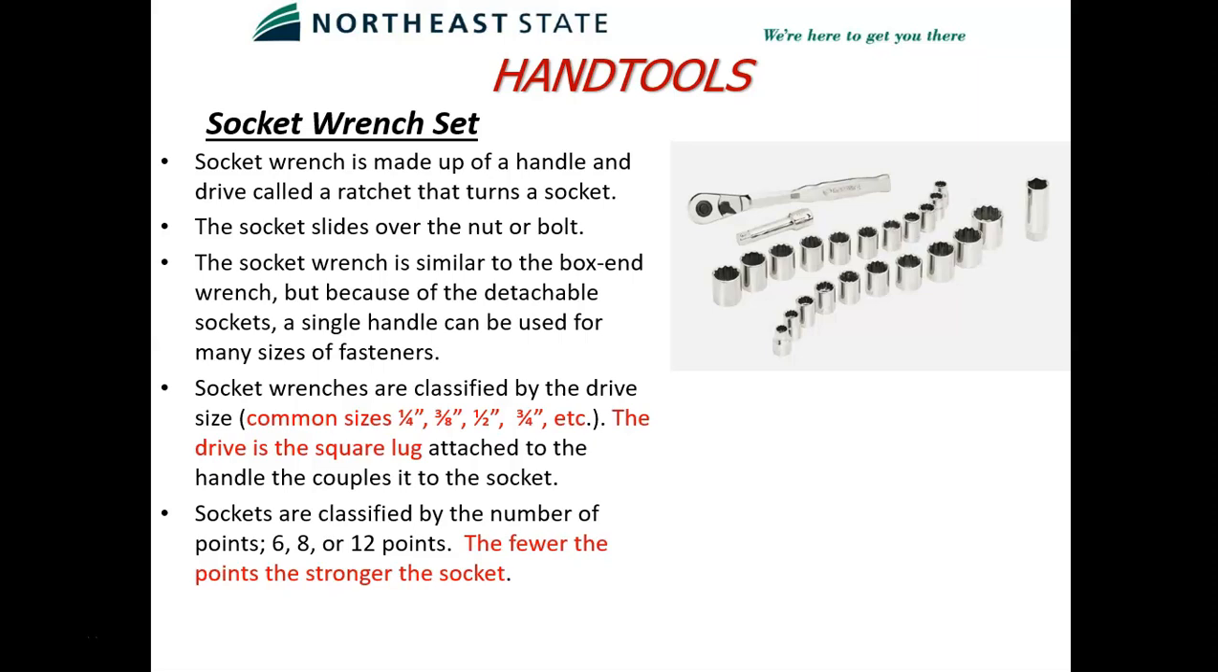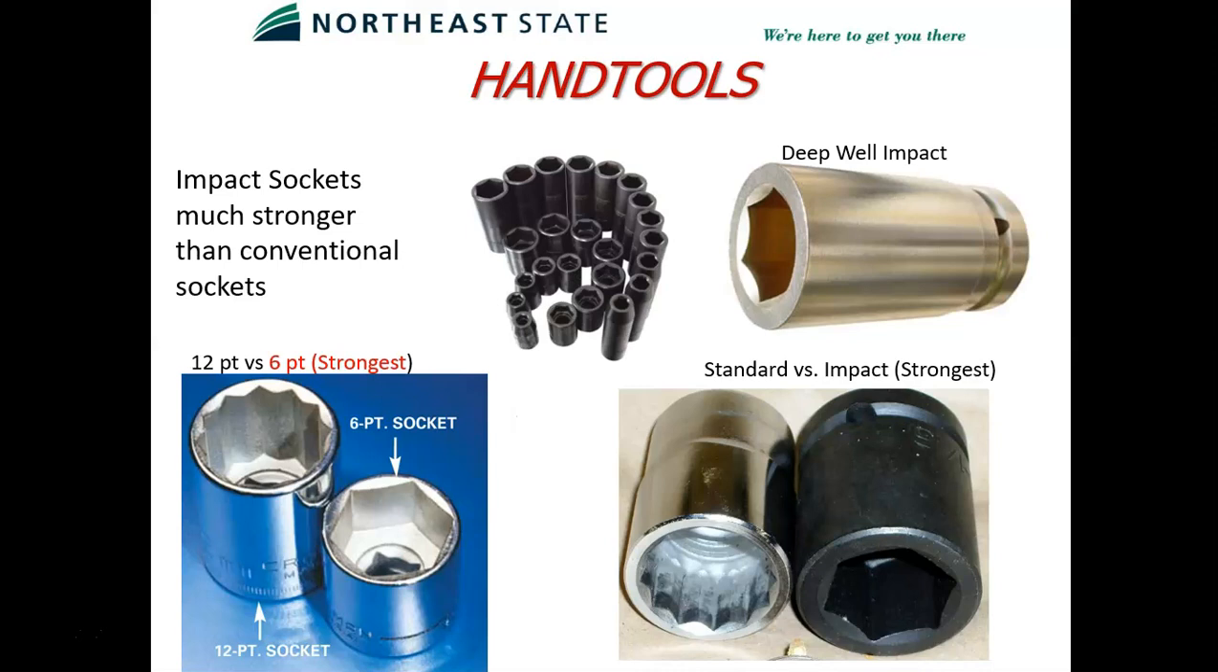Then you've got different points on your sockets. You've got 6, 8, and 12 points. And one thing to remember, the fewer the points the socket has, the stronger the socket's going to be. So what's pictured there, if you can see that, it's got 12 points on those. So you're not making as much contact on the nut or bolt head as you would with a 6-point. And a 6-point is going to be a thicker wall socket. And we should have pictures of those right here.